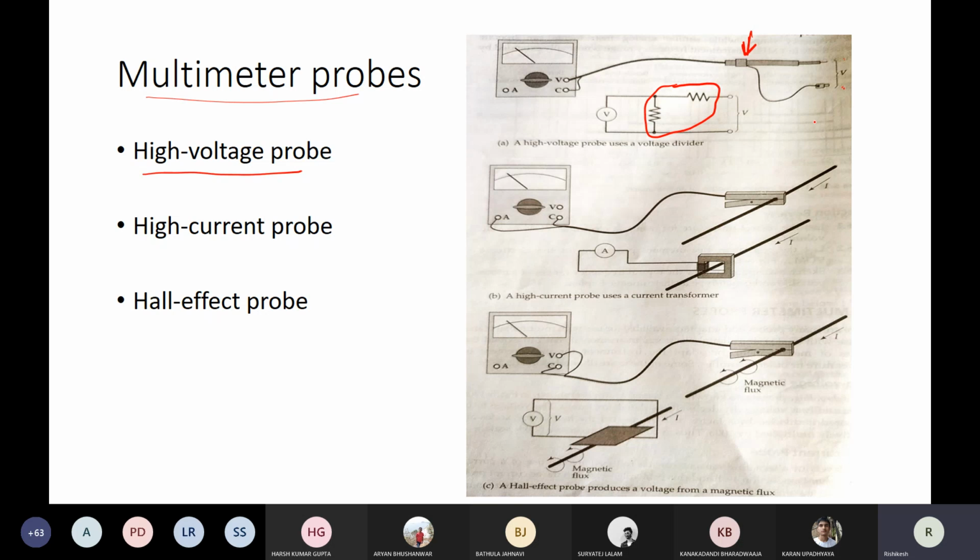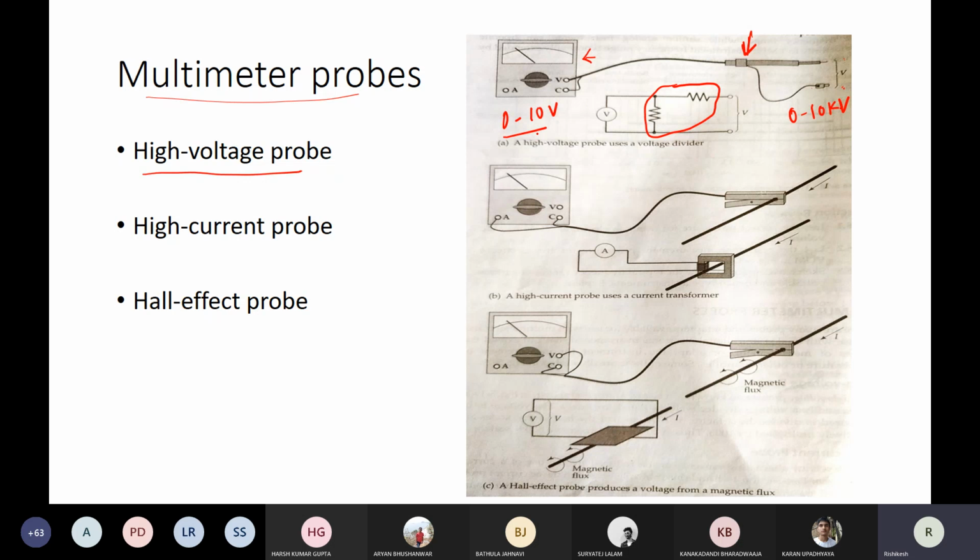For example, let's say this meter is designed for 0 to 10 volts. If the probe used is capable of bringing down the voltage 1000 times, you can actually measure in the range of 0 to 10 kilovolts. It is possible because the voltage division is performed by the probe, and the meter will not get affected. It will get 0 to 10 volts only.